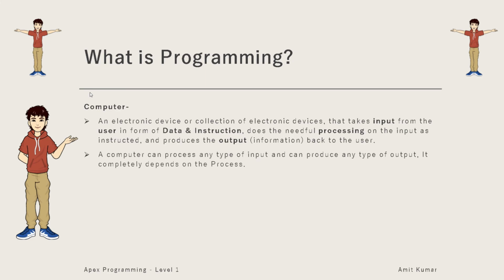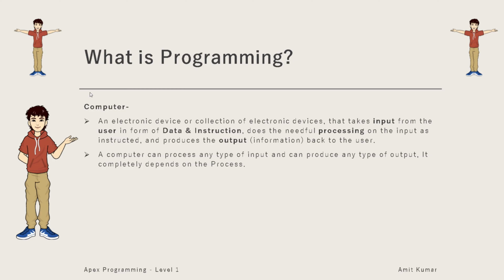Now, a computer can process any type of input and can produce any type of output. It completely depends on the process. So, for example, we can provide a music file, a file of a song, as an input to the computer, and definitely the computer can provide different output. For example, the computer can play the song for us and provide the output in the form of sound, or if we are processing the music file, the computer can produce a new music file for us.